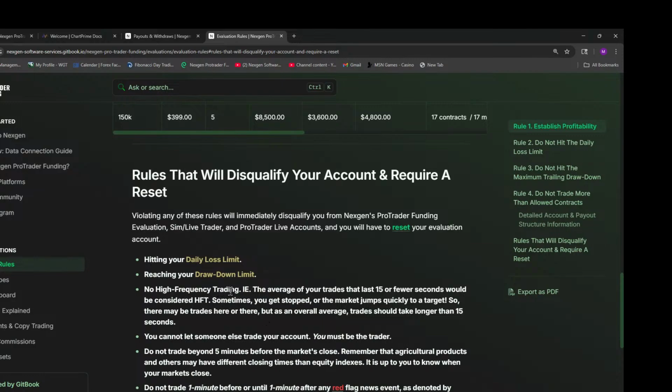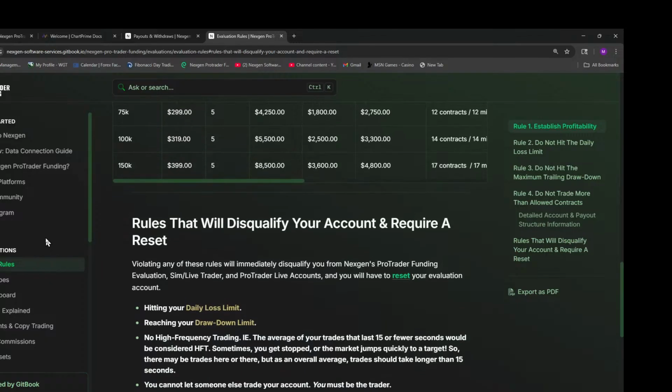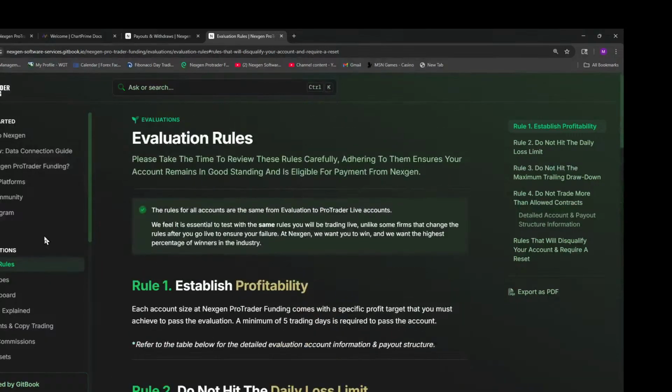No high frequency trading. The average of your trades that last 15 or fewer seconds would be considered high frequency. Sometimes you get stopped or the market jumps quickly to the target. So there may be trades here or there, but as an overall average, your trade should take longer than 15 seconds. One of my jobs is going to be to go through and I see a bunch of 8-second trades. I'll be doing that trade police. I actually get to become the trade police.